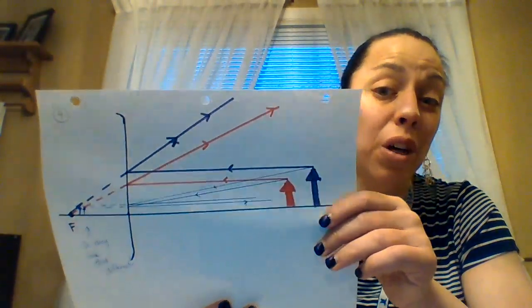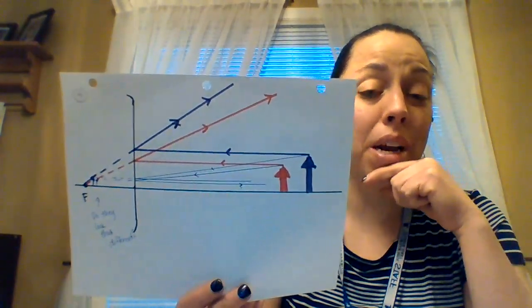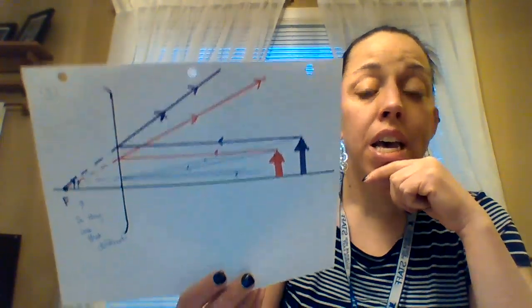Guys, these would have looked even closer to the same if I would have made the purple arrow the same height as the red arrow. Okay? And so that kind of explains what happens in mirrors. Again, these are all convex mirrors because of the way they're curved.